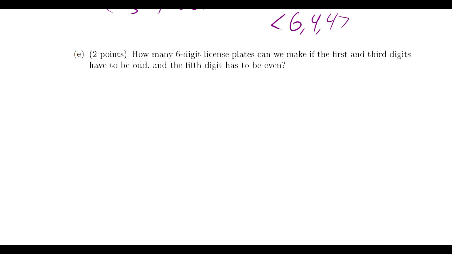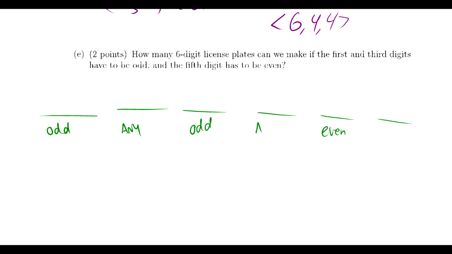Question E, I put probably the very first question you ever did with counting as the last one, as kind of like a breather. So how many 6-digit license plates can we make if the first and third digits have to be odd? So we have a 6-digit license plate here. These ones have to be odd, and the 5th digit has to be even, and these other ones can be any number. Okay, because it's 6-digit, so the rest can be any.